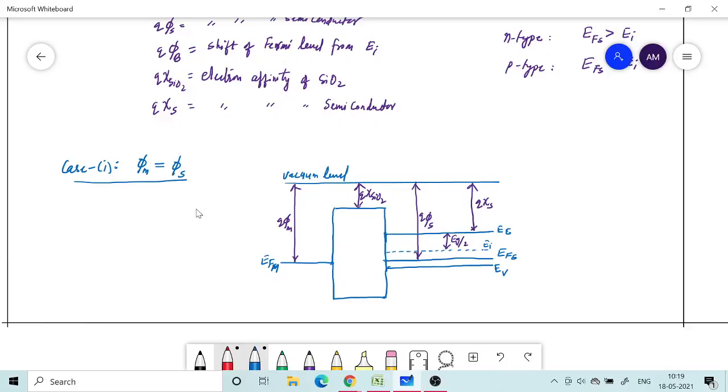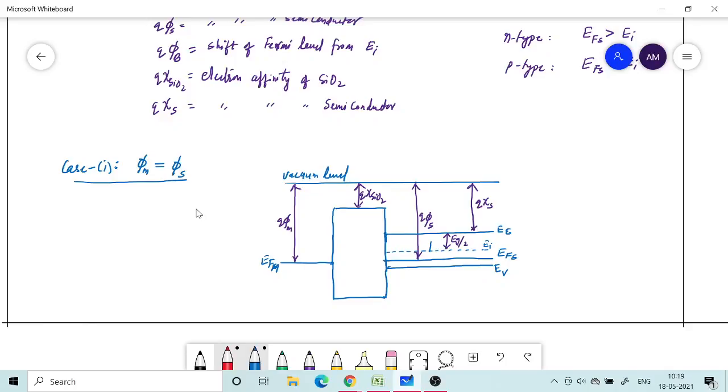This need not be the case if phi m is not equal to phi s. So that is what I am coming to next. But here, as I told you, this is an easier case to draw because there is no bending of band. When you join them, there is no bending of band. All the bands are flat even after joining. Before joining it was flat anyhow, but after joining also it is going to remain flat.